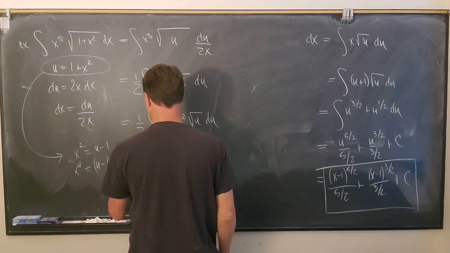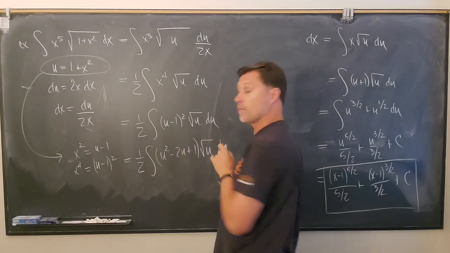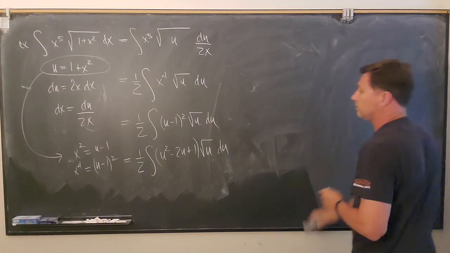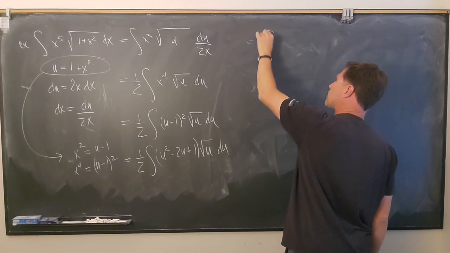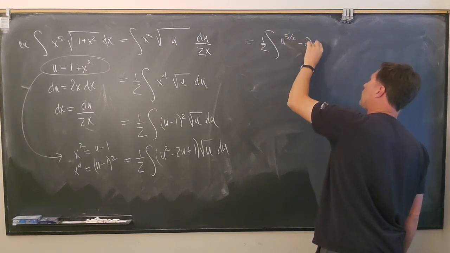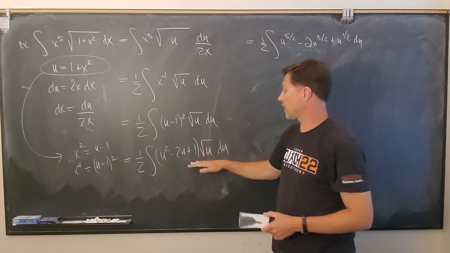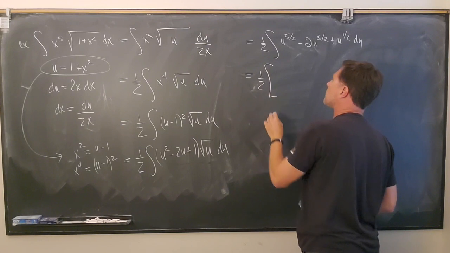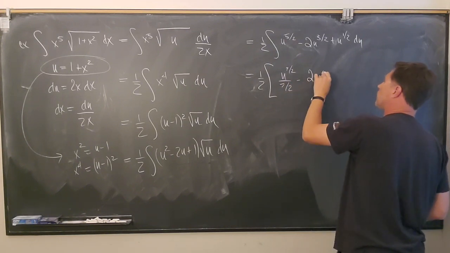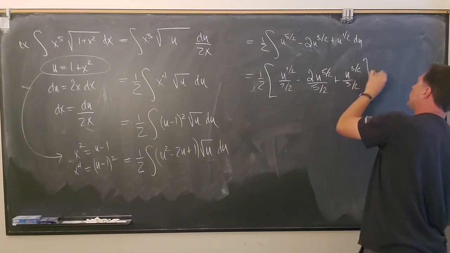Now, this is something that we can compute the integral of. If we first multiply things out, this is a u squared minus 2u plus 1 times square root of u du. That's going to be a 1/2. Now I'm going to distribute, so this will be a 1/2 integral of u to the 5/2 minus 2u to the 3/2 plus u to the 1/2 du. So all I did was multiply this portion out right here. And then we get a 1/2 times, this will be u to the 7/2 over 7/2 minus 2u to the 5/2 over 5/2 plus u to the 3/2 over 3/2 plus c.